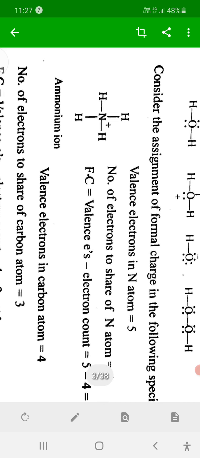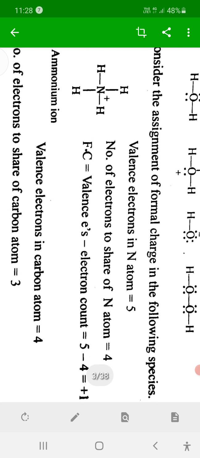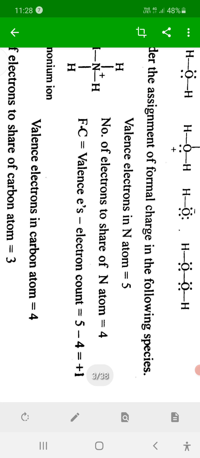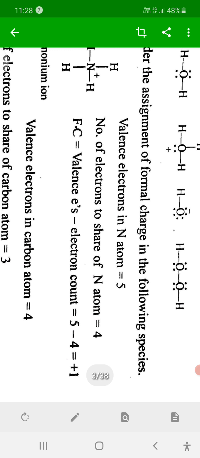Using this formula we can calculate the formal charge of any atom in a molecule. For example, on nitrogen, here we calculate that formal charge. Valence electrons in nitrogen, 5. Then the number of shared electrons in nitrogen, total 8 divided by 2, that means 4. And the formal charge is equal to valence electrons minus electron count.